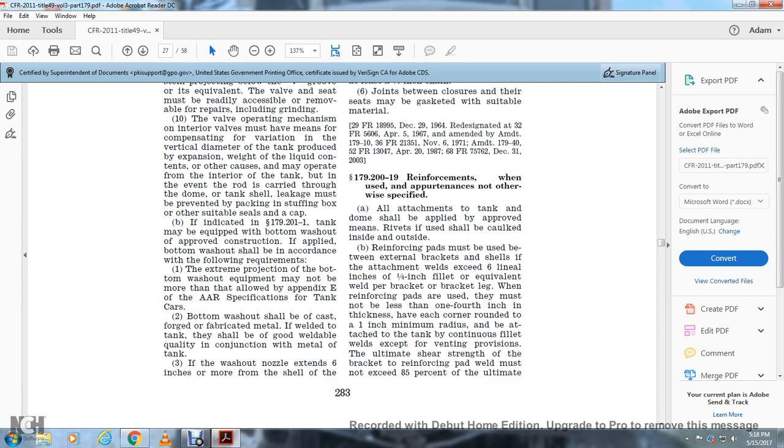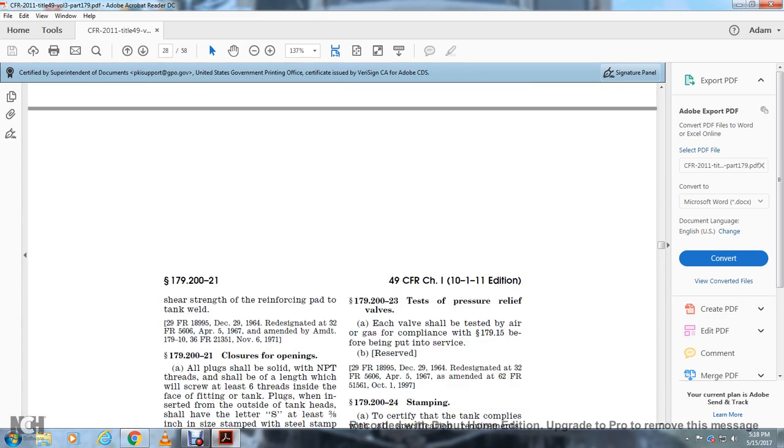When reinforcement pads are used, they must not be less than 1/4 of an inch in thickness and have each corner rounded to a 1 inch minimum radius, and be attached to the tank by continuous fillet weld except for venting provisions. The ultimate shear strength of the bracket-to-reinforcement-pad weld must not exceed 85% of the ultimate shear strength of the reinforcement-pad-to-tank weld.